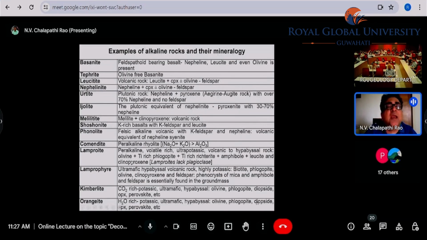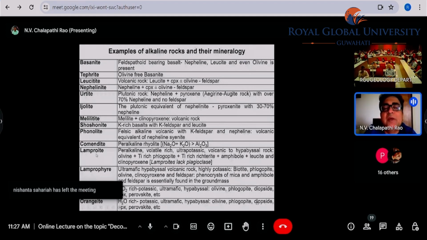So, if you see this slide, I don't want to go into the details, but you can find the names like Basanite, Ephrite, Leucitite, Nephelinite, Ijolite, Comendite, Shoshonite. They're all different examples of alkaline rocks, and we name the alkaline rock based on their minerals, which I mentioned, the presence and abundance of the minerals like nepheline, leucite, olivine, and so forth. So I just thought students should be exposed to these alkaline rocks because they are important economically and also they have a lot of geodynamic significance.